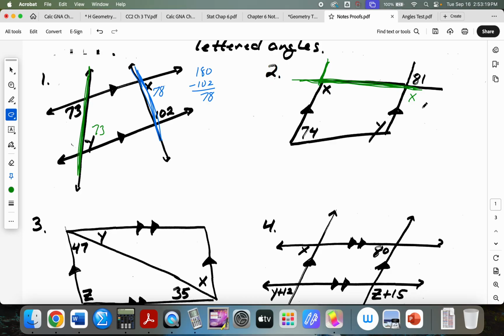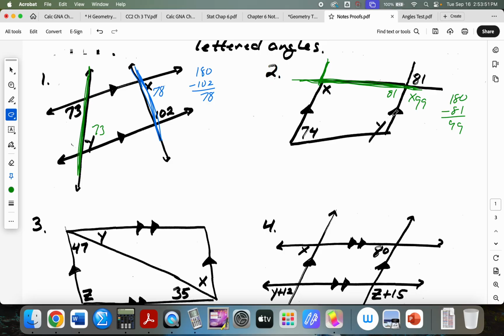Or, the other way we could have gone is to say, if this is 81, how much is this angle right here? 81. And what kind of angles are x and this 81? Same side interior, and they add up to 180. So either way, 180 minus 81 leaves me with 99 for x. x equals 99.